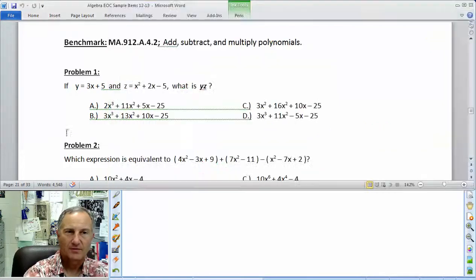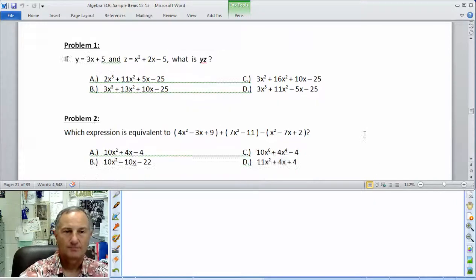Let's find that over here. 3x cubed, 11x squared, minus 5x minus 25 is right there. It's A. All right. Oh, that's a minus 5x. I'm sorry. It's D. It's right here. Okay. Minus 5x.